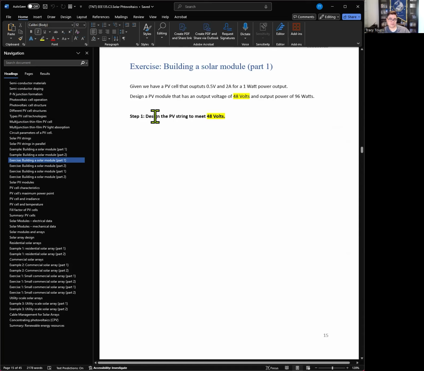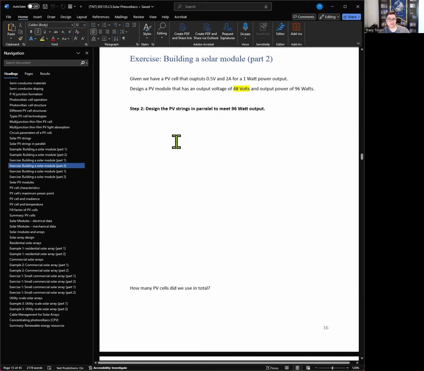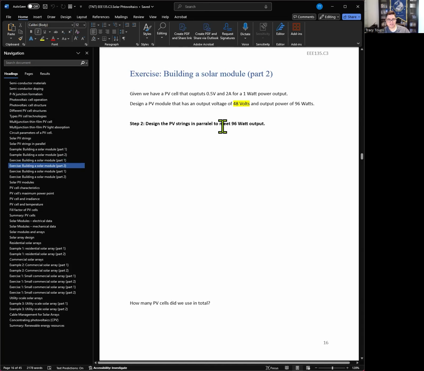Number 1, design the PV string to meet 48 volts. Once you have that, go to step 2. How many of these are needed in parallel to meet 96 watts? How many cells do you use in total? This is very similar to what we did before. All right, good luck with that. Come back in about 15 minutes or so, and we'll see how you did and check your answers. See you in a little bit.